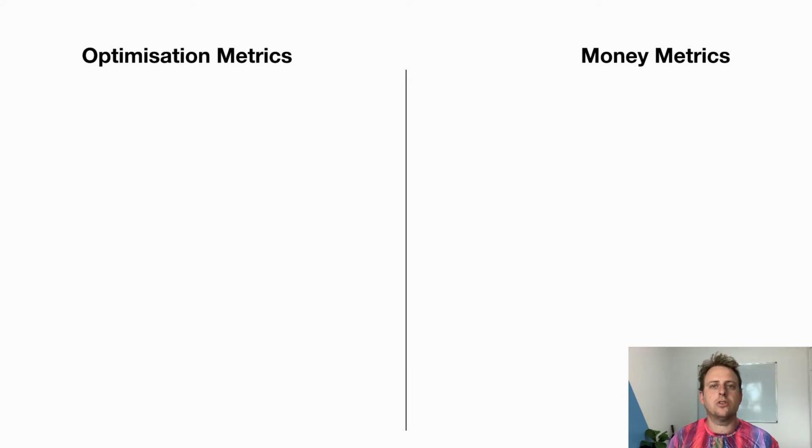Yes, you can use the optimization metrics to try and get more money in your pocket, or to work out ways to get more money in your pocket. But at the end of the day, if the money metrics are good, it doesn't matter what individual numbers are attached to the optimization metrics.